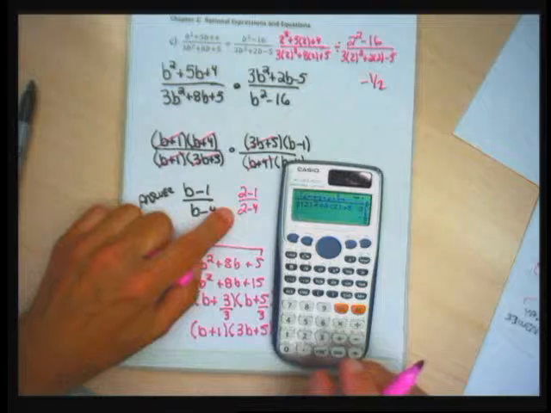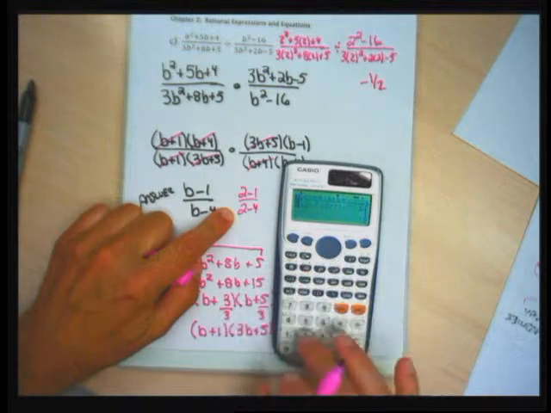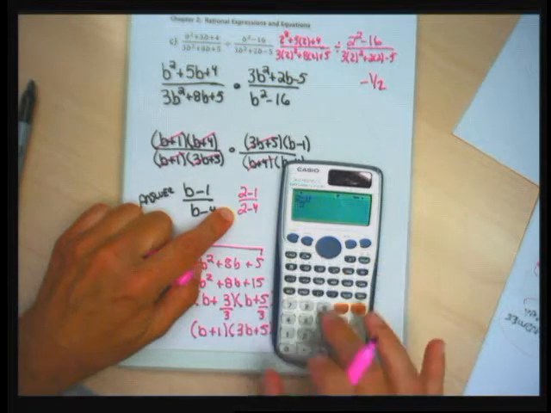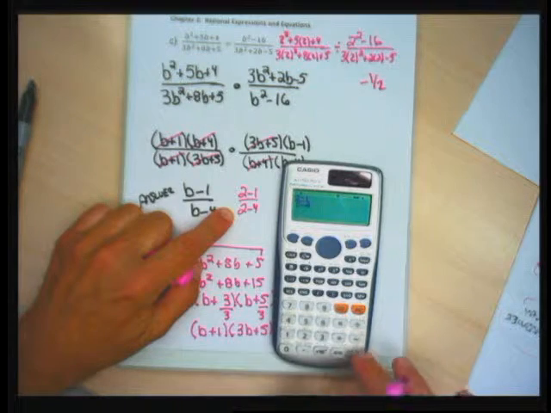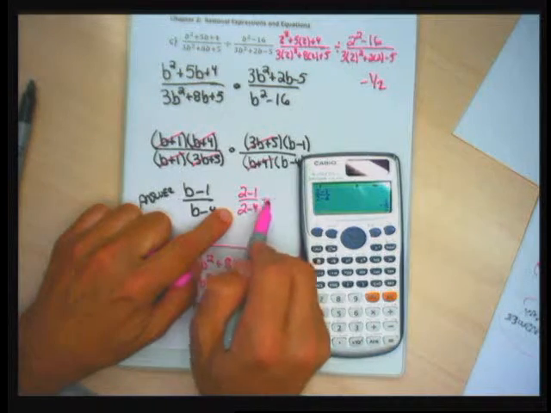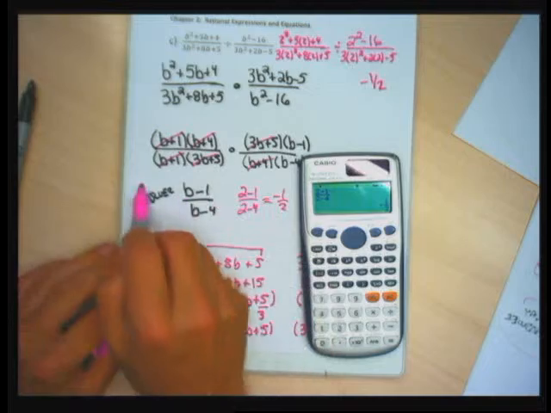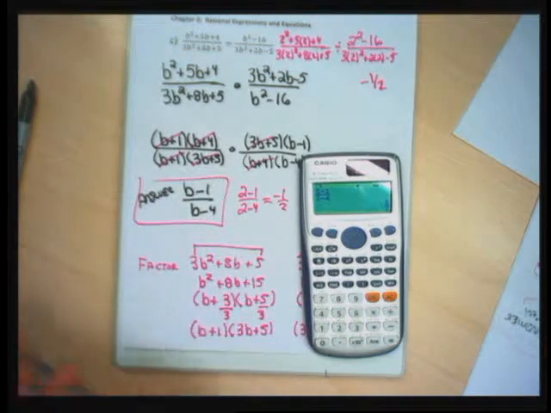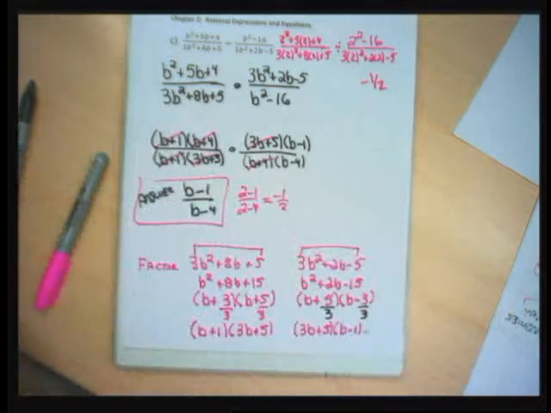Now I'm going to do the computation in my answer. I'm going to go (2 minus 1) over (2 minus 4). I also get negative 1/2. So again, I'm feeling good about my answer because I did the check that I can do and the numbers matched up.